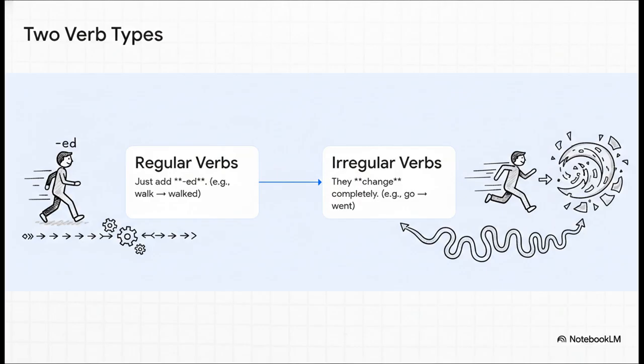But then you've got the irregular verbs. These guys are the rebels. They play by their own rules and change completely. Go becomes went. There's no real pattern, you kind of just have to learn them. But I promise, with a little practice, they become second nature.